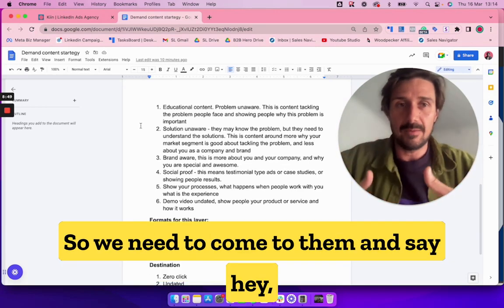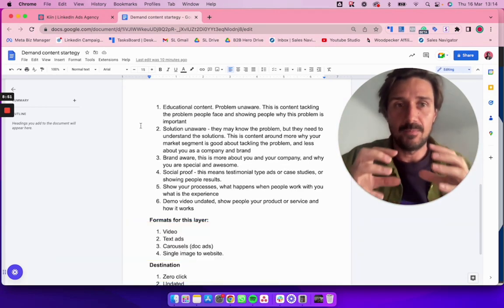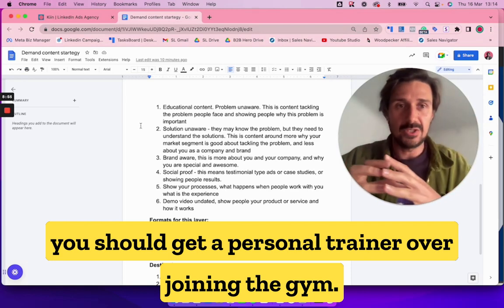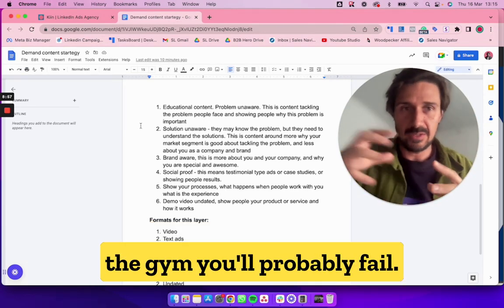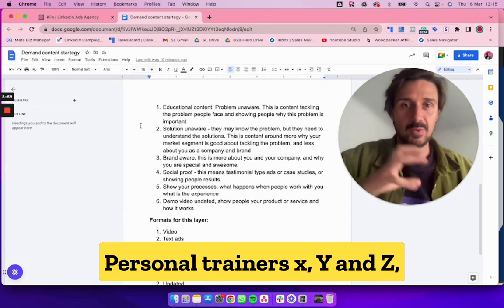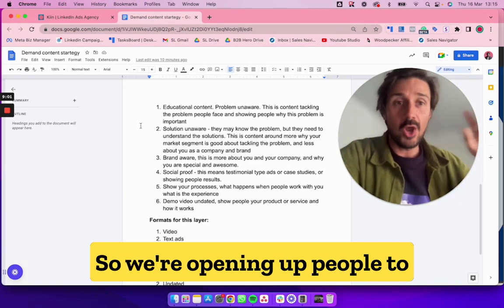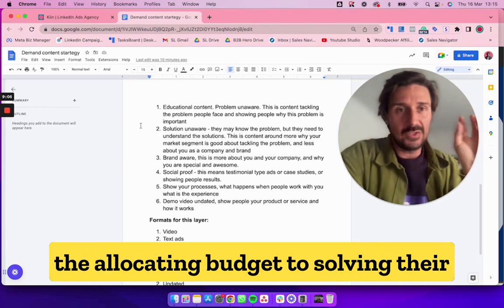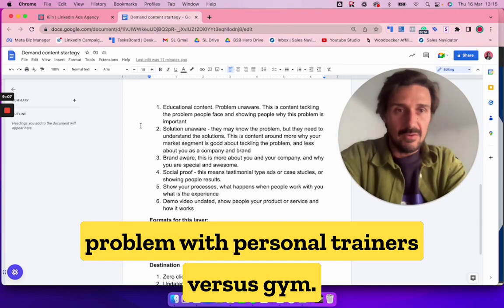So we need to come to them and say, hey, you should get a personal trainer over joining the gym, and these are the reasons why. The gym, you'll probably fail. Personal trainers, X, Y, and Z. These are the benefits of personal trainers. So we're opening up people to allocating budget to solving their problem with personal trainers versus the gym.